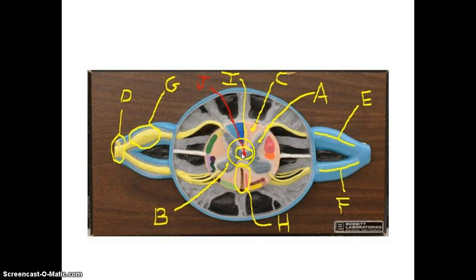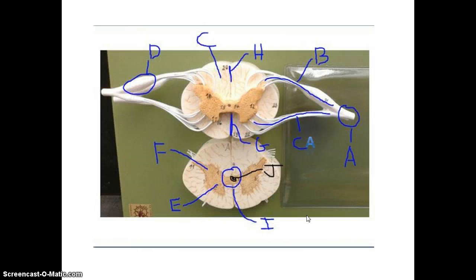One more structure here. This connection between the two sets of horns is going to be the gray commissure, and then in the center of that you'll see a little hole, and that's going to be the central canal. That's one of the areas in the spinal cord where cerebrospinal fluid will flow through. So this is one model that you'll see of the spinal cord. This is another one that you may use. So let me just go through this one.